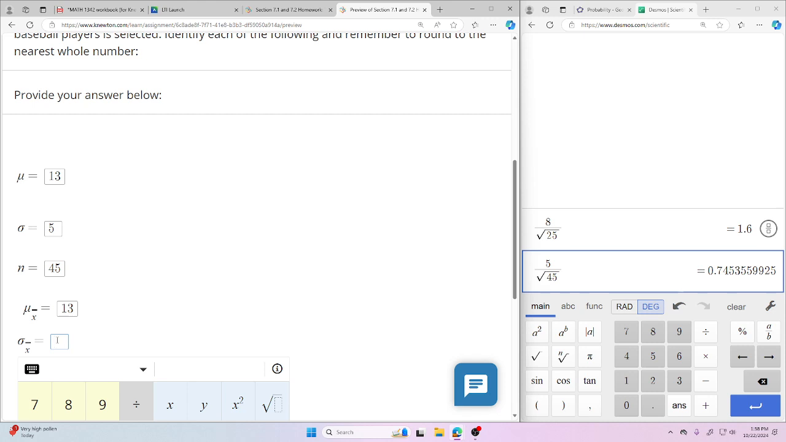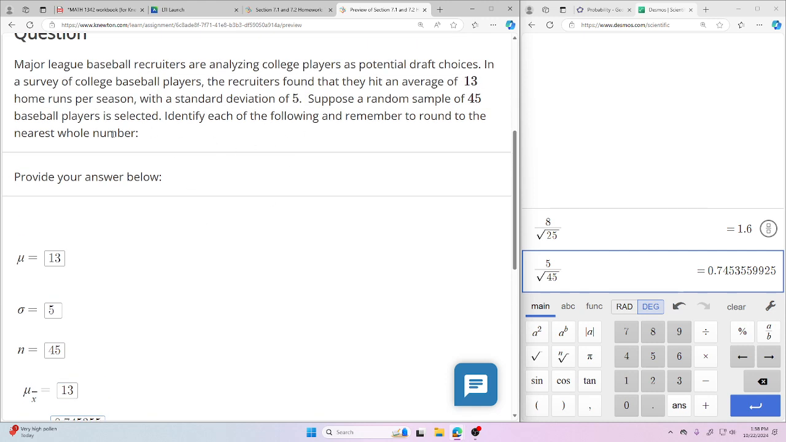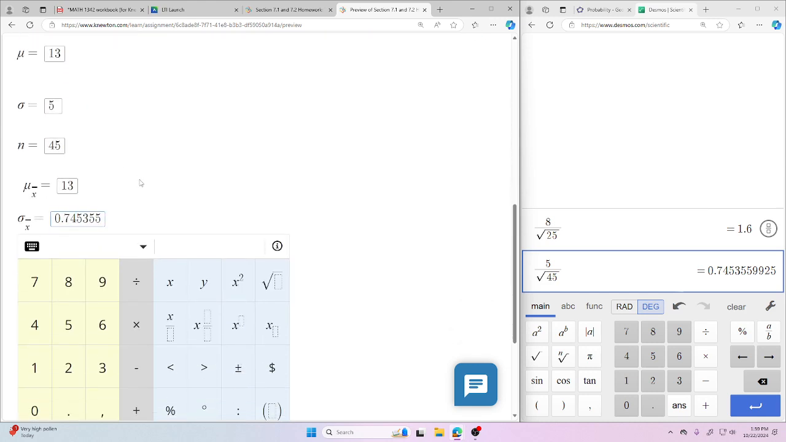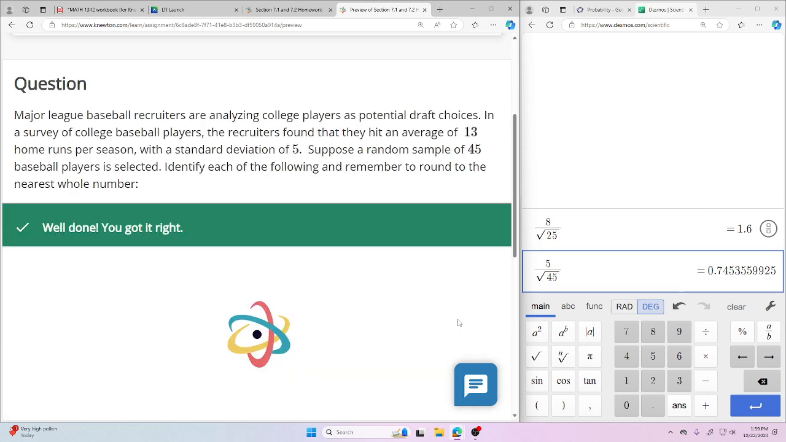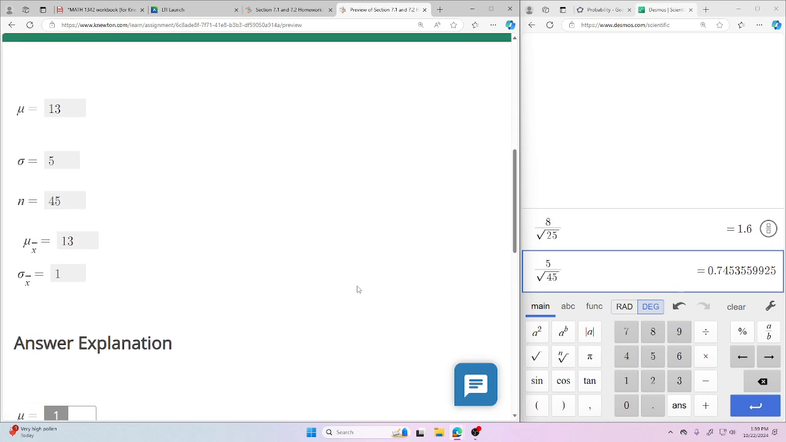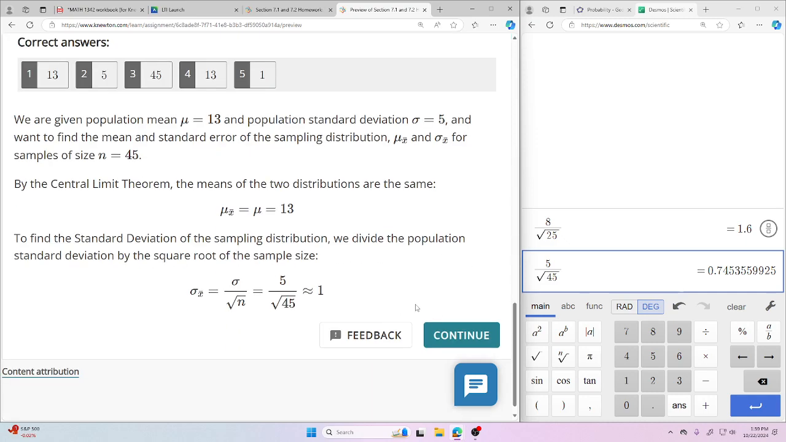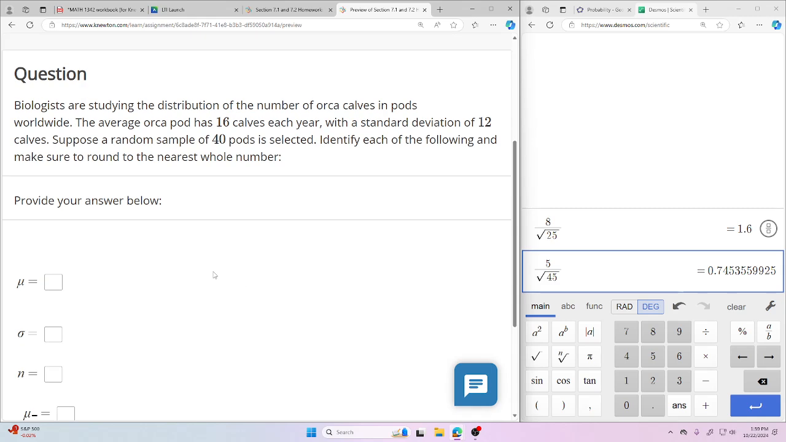What does it say? Whole number, decimal? 7. Oops. What am I typing? 745355. What do they want? Just the nearest whole number? I'm a little nervous. 1? Okay. Wow. Okay. Still, no big deal here.